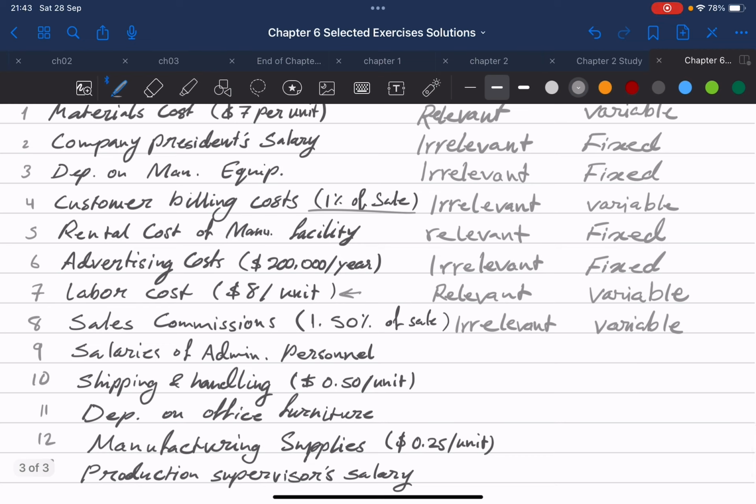Number 9, salaries of administrative personnel. It's not going to change. These are administrative personnel who work in the administration, whether they decide to produce in-house or outsource, they're still going to be needing those administrative personnel. It's still going to be paid. So that information is irrelevant.